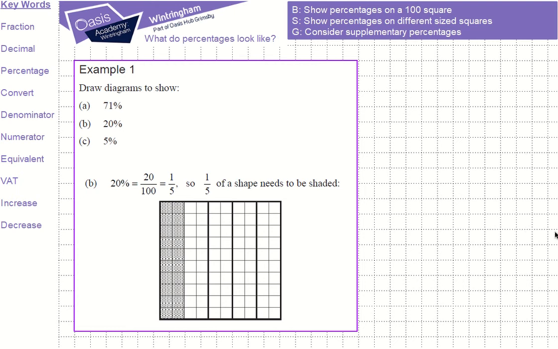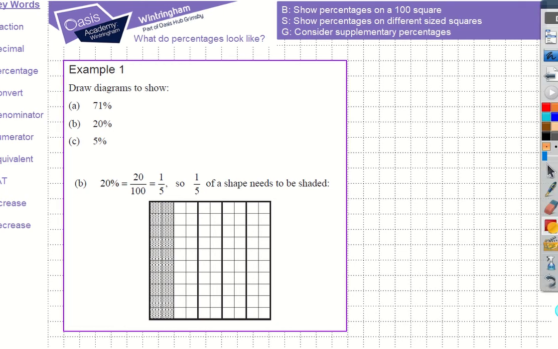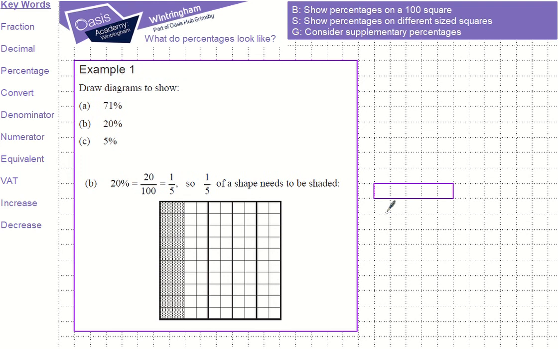You could have also drawn a different shape altogether for this. So you could have drawn something like that, 5 squares long, and then quite easily we could have shown a 1/5 by just shading in 1 square. So that would have been fine as well.